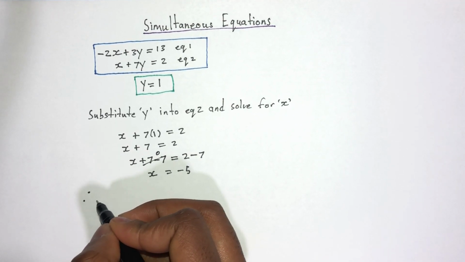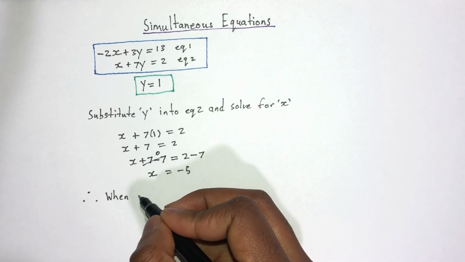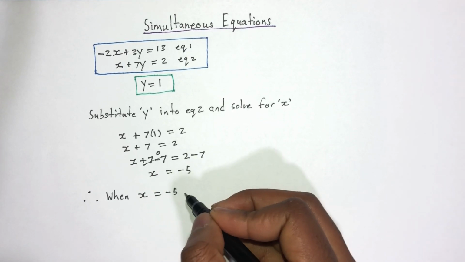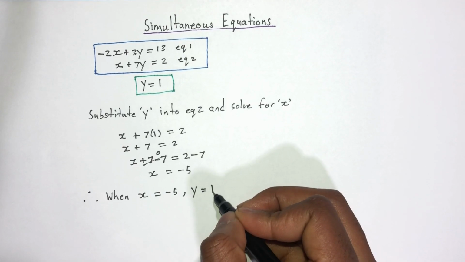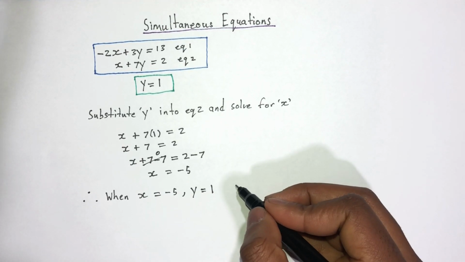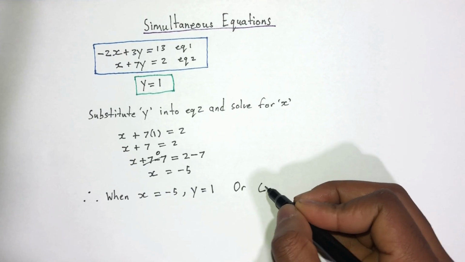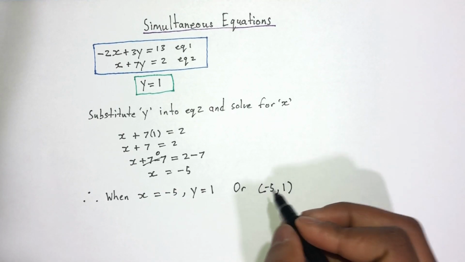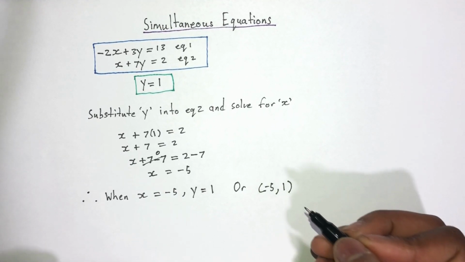Therefore, when x equals negative 5, y equals 1. Or we can write our answer in this form. This is our x term and this is our y term.